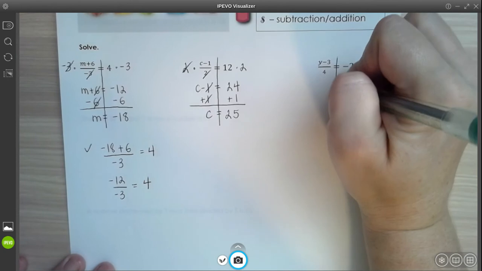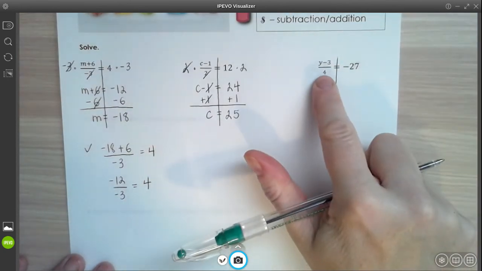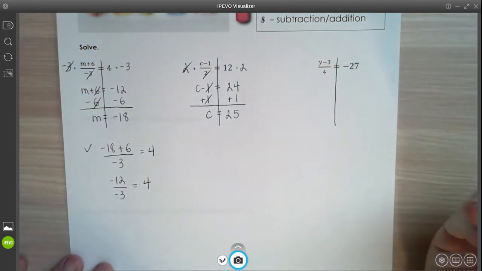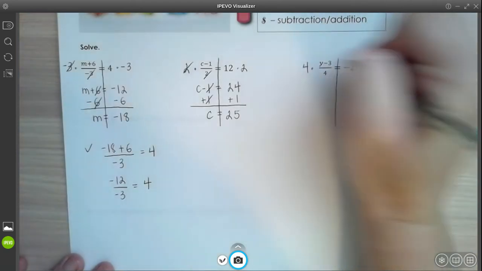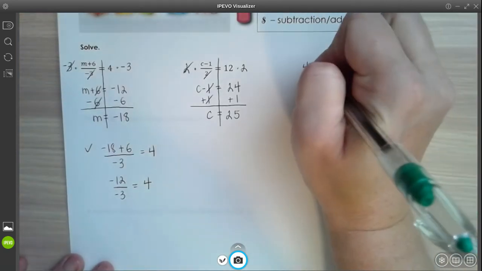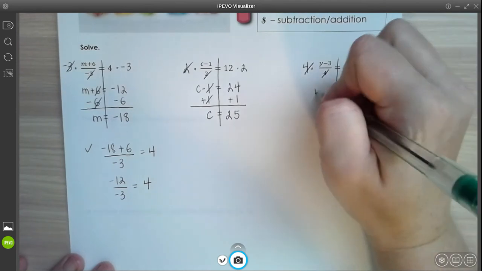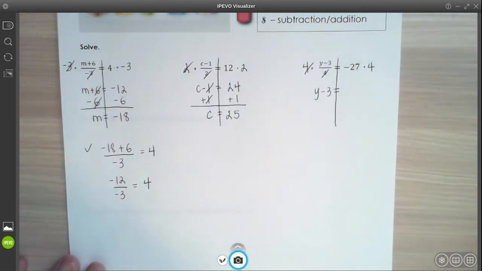Next one is very similar. Here we have division by 4 that we have to get rid of before we can do anything. So we'll multiply by 4 on both sides. Bring down that y minus 3. Okay, I need a little bit of help here.